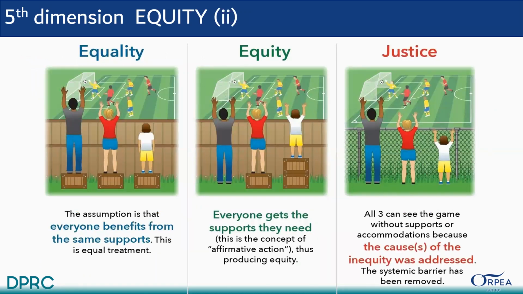So equality, equity, and justice. The assumption is that everyone benefits from the same supports. This is equal treatment. Everyone gets the support they need. This is the concept of affirmative action, thus producing equity. All three can see the game without supports or accommodations because the cause of the inequity was addressed. The systemic barrier has been removed. So whenever we deliver care to our patients, we must always consider equality, equity, and justice.